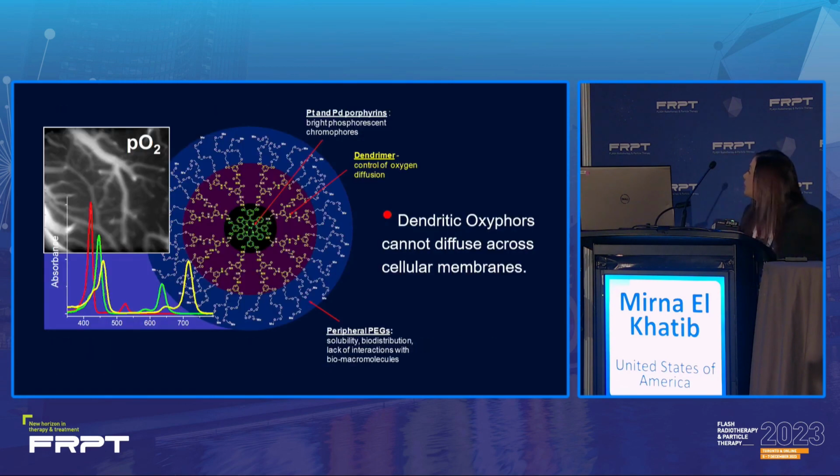So the probes that we have prepared report on quantification of oxygen. They are designed in such a way that they do not permeate cellular membranes. So we can actually do the measurements in blood, in the tissue, but they do not go inside the cell.